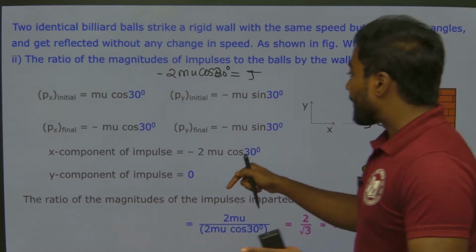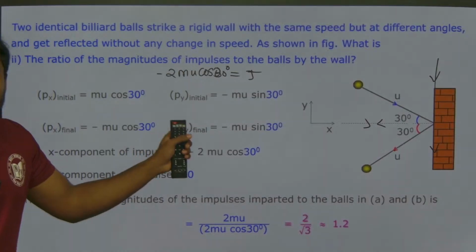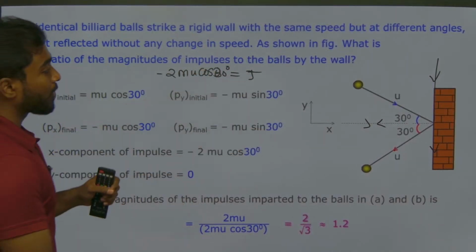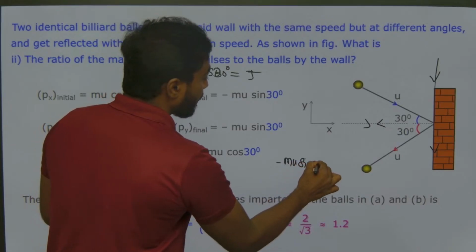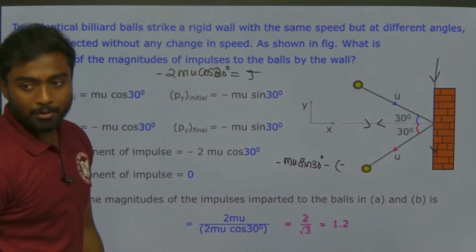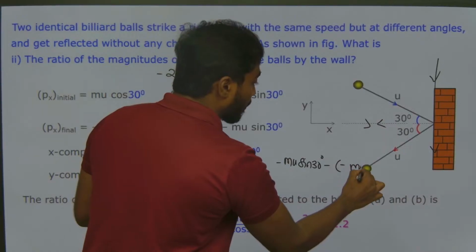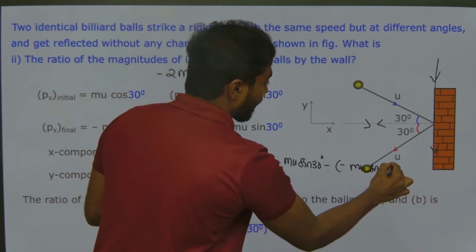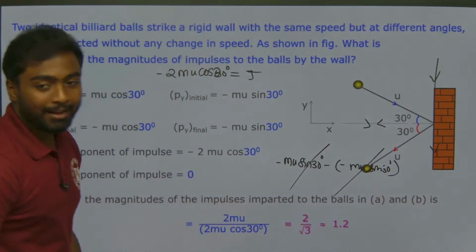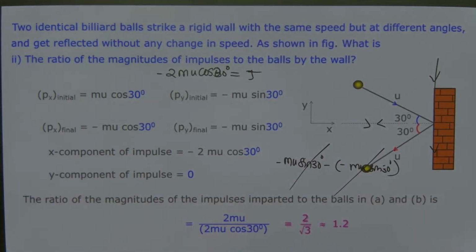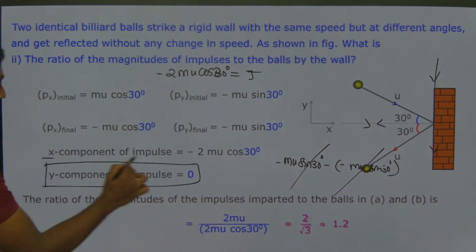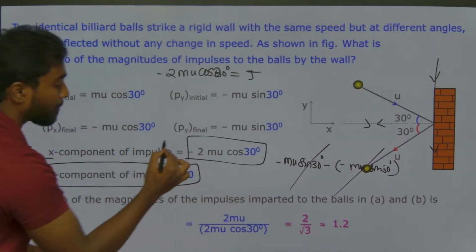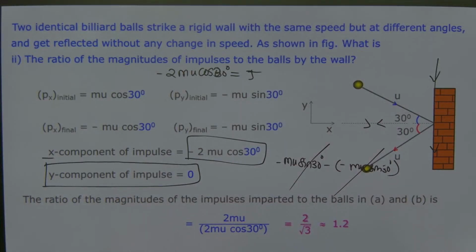So what will happen in the y direction? Final minus initial. So what is final here? Minus mu sin 30 degree minus of minus mu sin 30 degree, this will get cancelled. So in the y direction there will be no impulse, right? So the y component of impulse will be 0, whereas for the x component the impulse is minus 2 mu cos 30 degree, right?